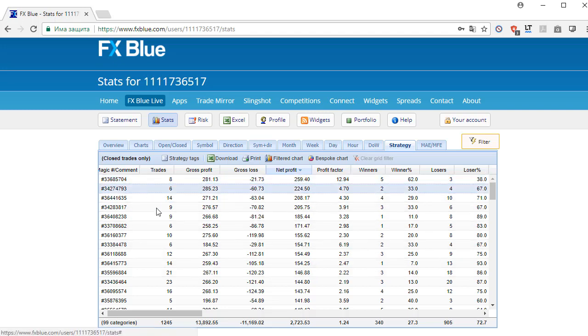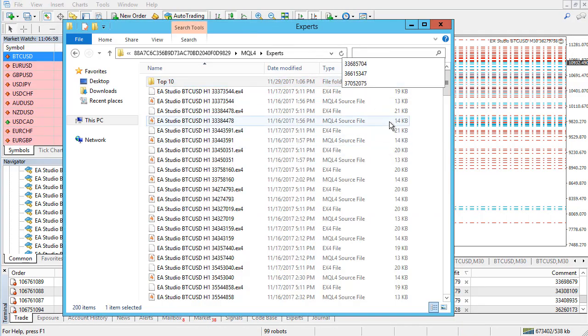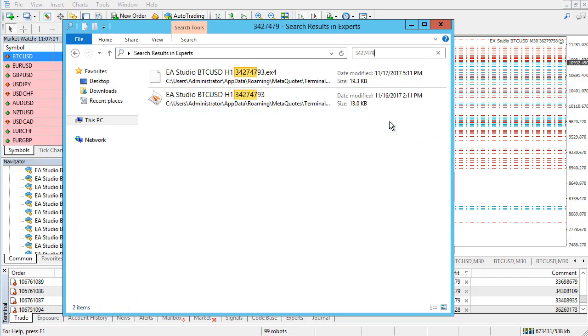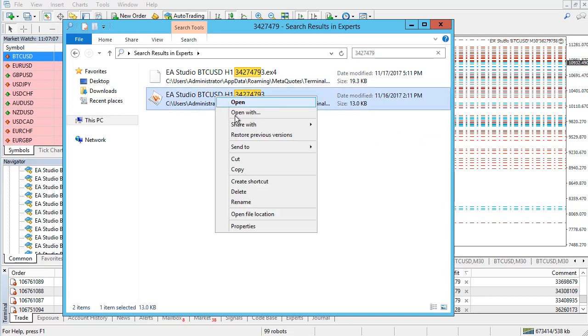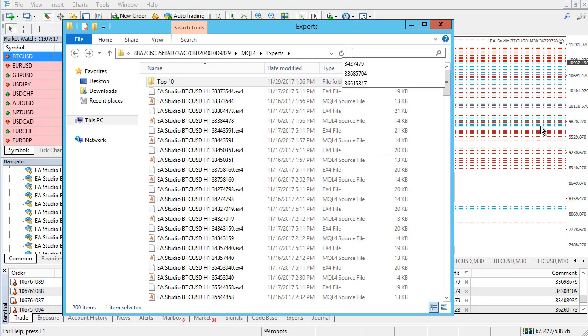Okay, I'm going to the next one. So it is 34274793. Again I'm going to the MetaTrader, I press Ctrl F and I write it down. So it's 34274793. Here it is. I copy that one as well. Make sure to copy it, not cut it, because if you cut it, you will remove it and it won't continue trading on your demo account.